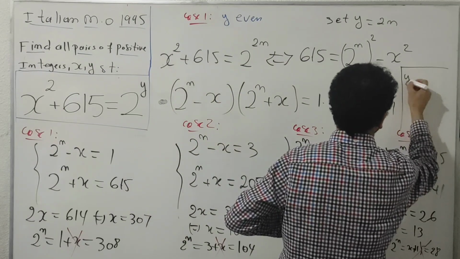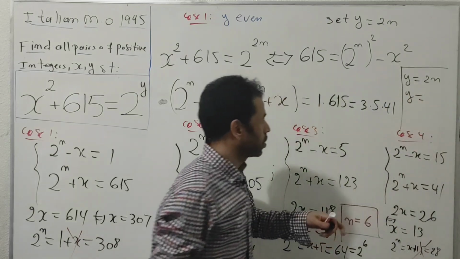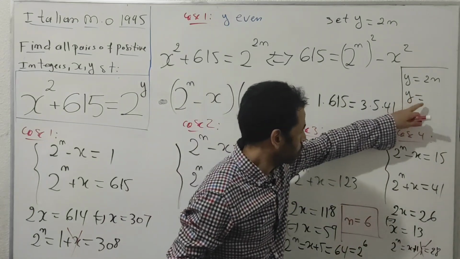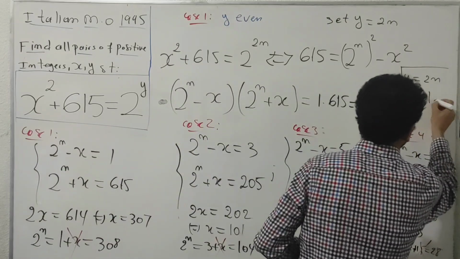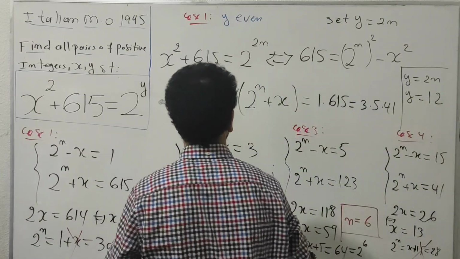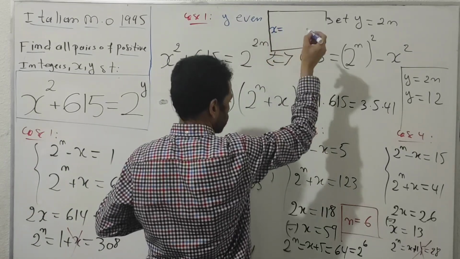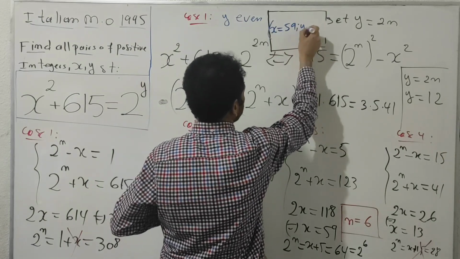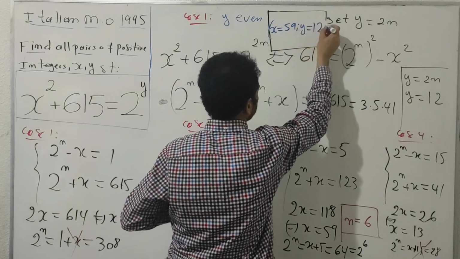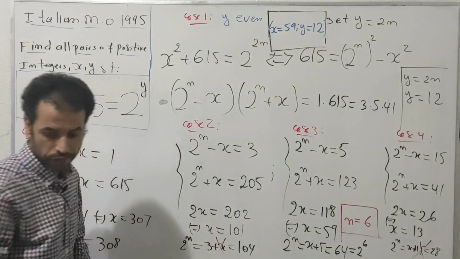That means y equals n, and n equals 6, so y equals 12. Now we found the solution y equals 12, a pair of the solution. We found x equals 59 as a pair of the solution, and y equals 12. So this is the only solution that we found for this one. Now we are done with this problem.